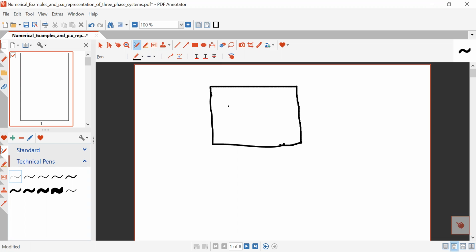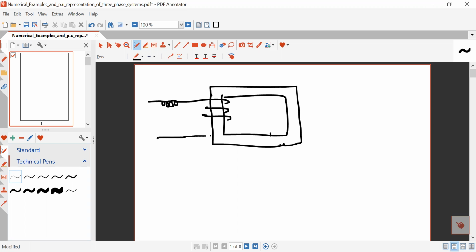Suppose this is a transformer, and this is the primary winding of the transformer, and the primary winding has N1 turns, and this is the secondary winding of the transformer, and the secondary winding has N2 turns. X1 and X2 are the leakage reactances of the transformer.